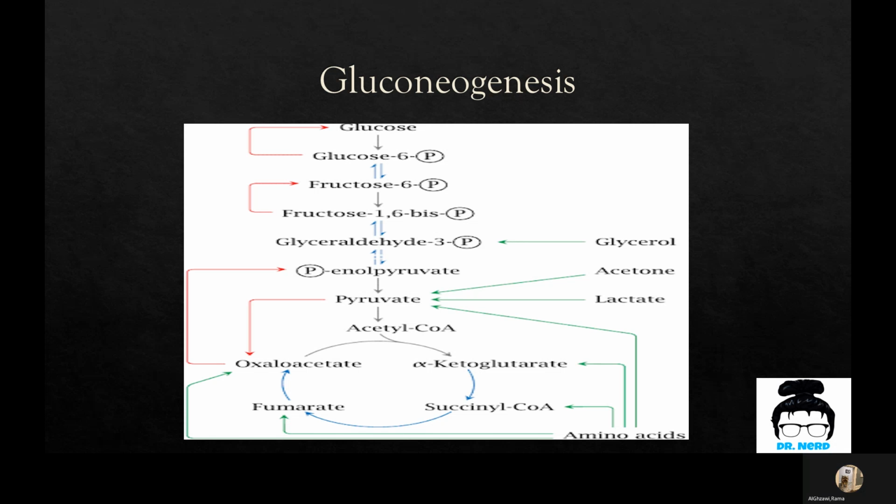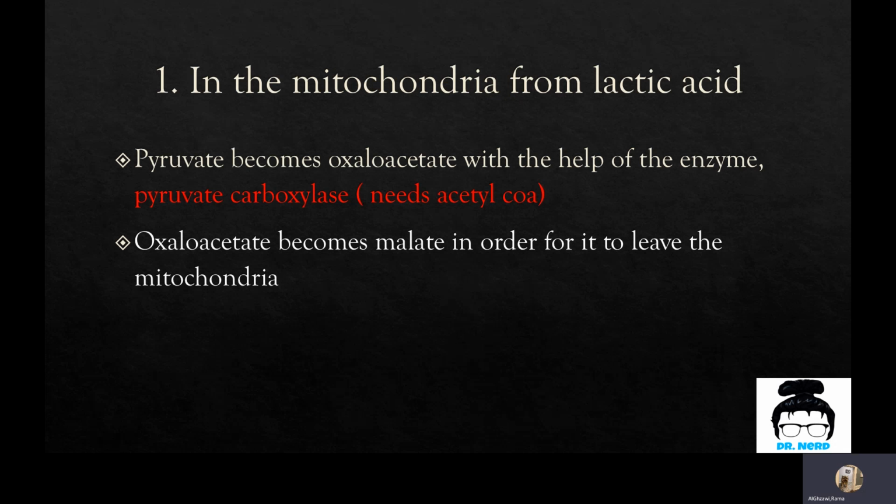So, I'm going to further explain gluconeogenesis. As we said, gluconeogenesis comes from non-sugar precursors, like lactic acid. So, in order to bypass the first irreversible step, pyruvate goes to the mitochondria and becomes oxaloacetate with the help of the pyruvate carboxylase enzyme, which needs acetyl-CoA to function.